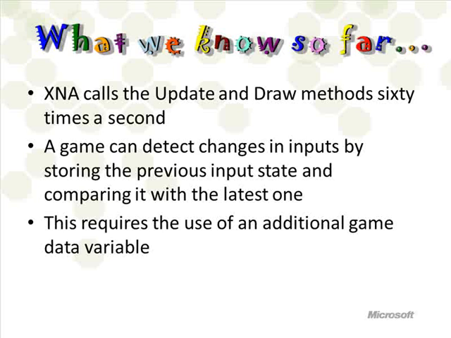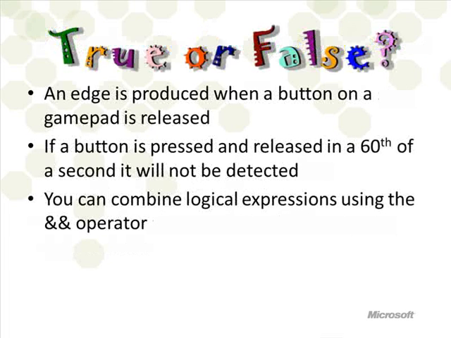Okay, and here we go. True or false? Question 3 this time. An edge is produced when a button on a gamepad is released. That's a very interesting observation. When the gamepad state changes from high to low, the button goes from up to down, we get an edge.